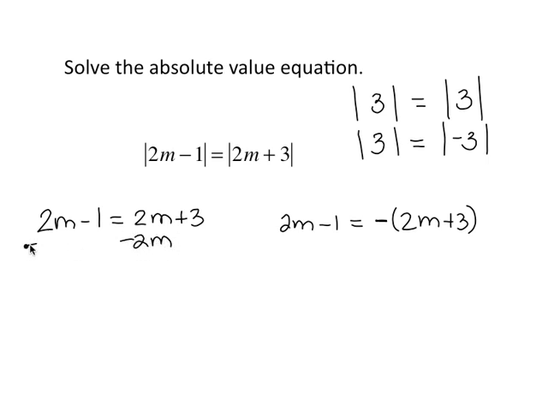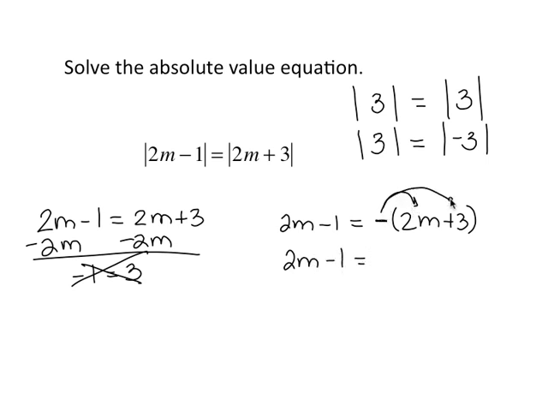If we subtract 2m from both sides, we get negative 1 is equal to a positive 3, which is not a true statement, so we can't take that as part of our solution. Let's see if we can do that in this side. We get 2m minus 1 is equal to, I'm going to distribute that, negative 2m minus 3.